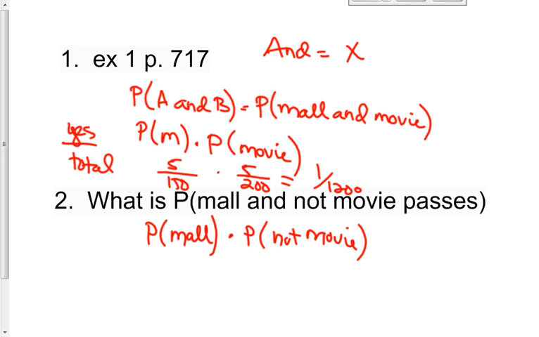Mall prize, I still have 5 tickets out of 150. And then not the movie, we said would be the leftovers, is 195 out of the 200 that were bought. And then we do our multiplying again. So you can either multiply straight across the tops, or you can reduce each individual fraction, and then this one works down to 13 over 400. 13 over 400.